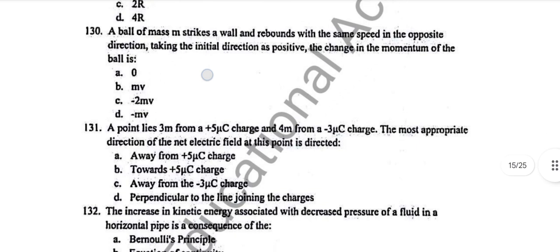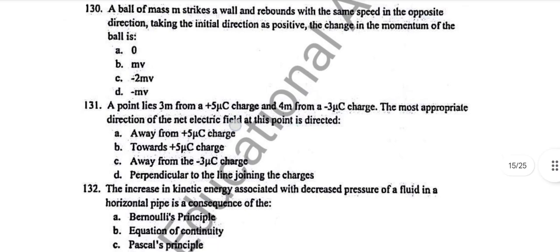Question number 131. A point lies 3 meters from a plus 5 microcoulomb charge and 4 m from a minus 3 microcoulomb charge. The most appropriate direction of the net electric field at this point is directed A, away from the plus 5 microcoulomb charge. Electric field lines always emerge away from positive charges and towards negative charges.